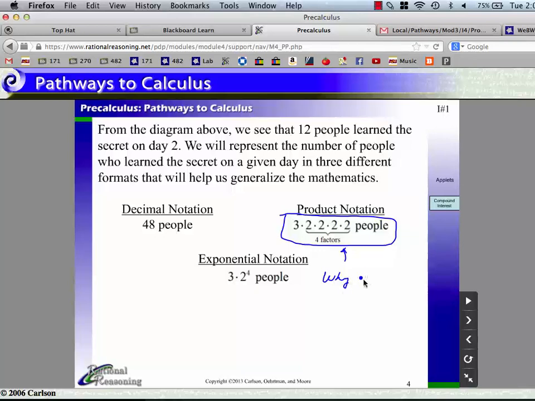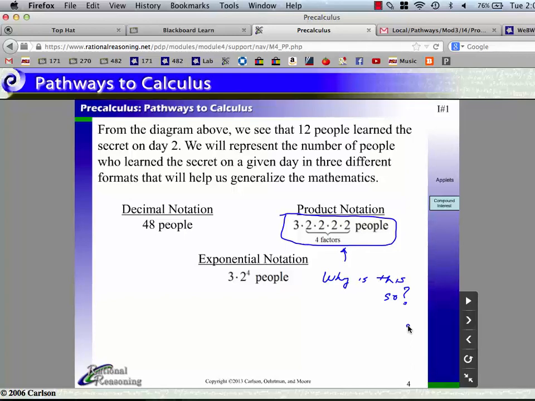Why does 3 times 2 times 2 times 2 times 2 calculate the number of people who learned the secret on the 4th day? Christian, I saw you first. Sure. It's because each day, twice the amount of people are learning the secret as the day before. Every day, you would double the amount that was there before, or multiply it by 2. So every day you would multiply by 2 to get the next amount. Good, right. So every day, the number of people that learn the secret is twice as much as the day before. So then why 4 twos?